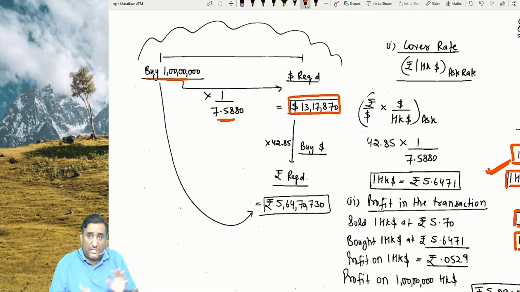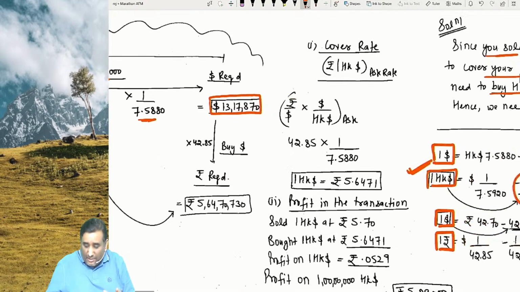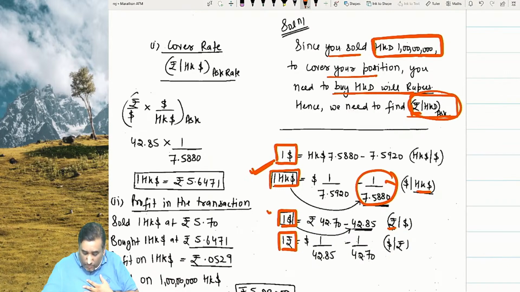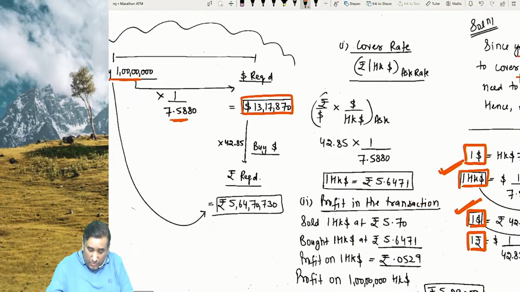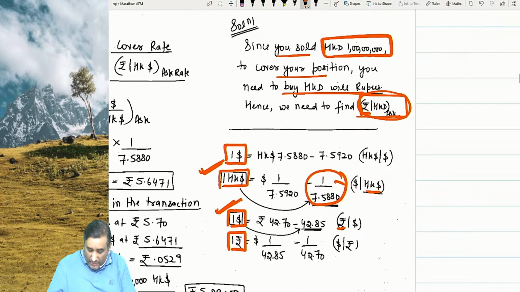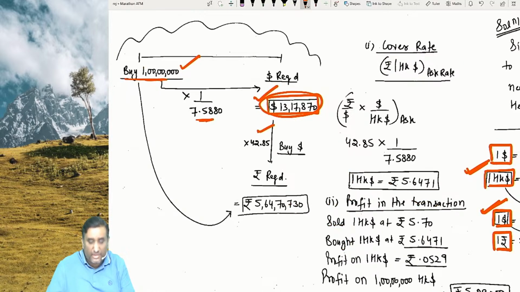13,17,870. Then since I have rupee in hand, I went to some other bank. I said I need to buy dollar, because to buy HKD I need dollar. Dollar is a confirmed currency. To buy 13,17,870 dollars, what do I need? Rupee. Hence the second rate is 42.85.